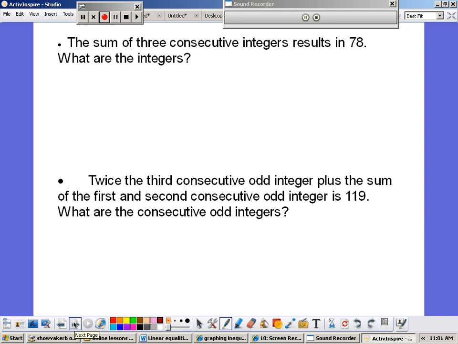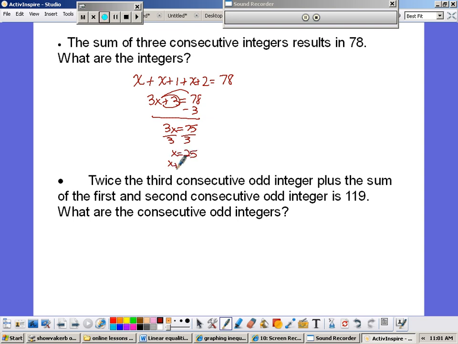The sum of 3 consecutive integers results in 78. In this case, I want consecutive integers, so it would be x, x plus 1, and x plus 2 equals 78. So I get 3x plus 3 equals 78. Subtract my 3. 3x equals 75. Divide by 3. X is 25. So x plus 1 would be 26, and x plus 2 would be 27. Consecutive integers 25, 26, and 27.